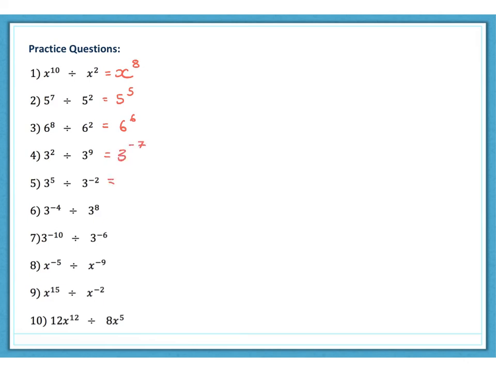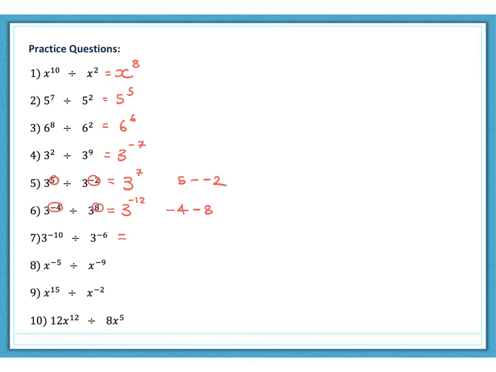Question 5, 3 to the 5 divided by 3 to the negative 2 is going to be 3 to the power of 7. Think about it, you're doing 5 minus minus 2 here. Question 6, 3 to the negative 4 divided by 3 to the power of 8. So we have 3 to the power of negative 12. Negative 4 minus 8 is negative 12.